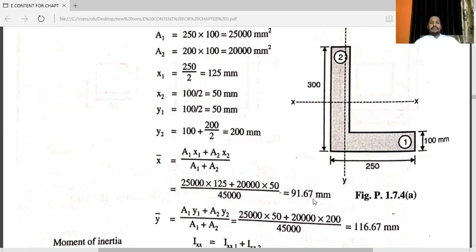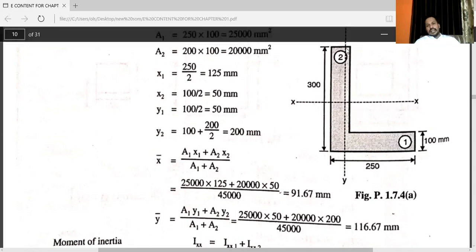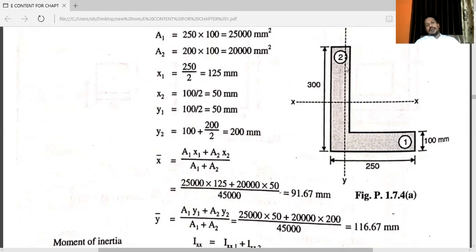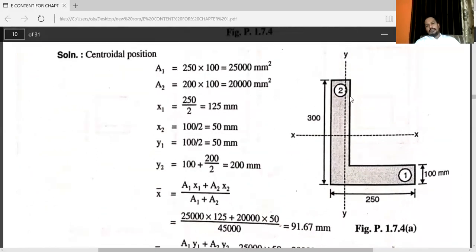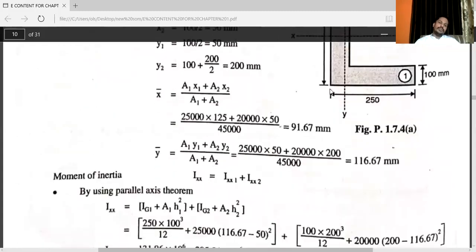So here now we have the value of all the things. So we have x bar and we have y bar. The horizontal axis passing through the centroid point, that is xx. Vertical axis is passing through the centroid point, that is yy. You can see in this diagram. Now our duty is to calculate the moment of inertia.